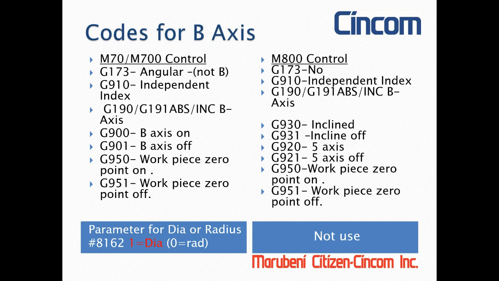In the M800 control, X and Y will always be diametrical, or diameter, and Z will be radial once you pass our codes. In the M70, M700 control, we have an option in the control parameters, 8162. If you make that 1, you will be using diameter. If you make it 0, it will be radial. So you've got a choice there. All right.